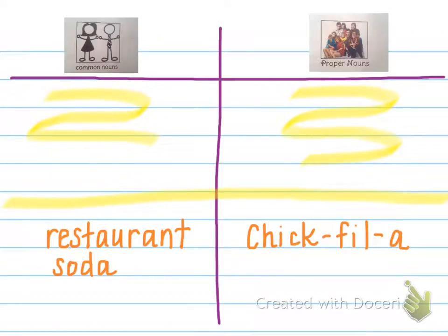Now, let's write down a specific soda and write it down as a proper noun. I really like Coke. Coke is capitalized because it is a specific type of soda. It is a proper noun. Take a moment and write down your favorite soda in the proper noun column. Make sure you capitalize it.